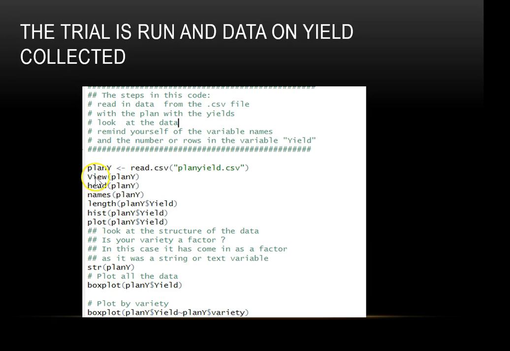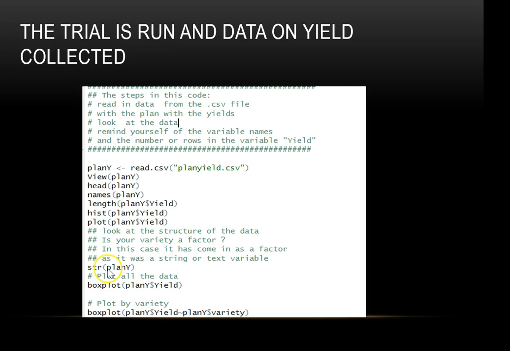What you're doing here is you're just looking at the data. Head allows you to look at the top 5 or 6 lines of the data. Names just gives you the names of the variables in the data set. Length tells you how many in each variable. Histogram plots a histogram of the yield. Plot will also plot you a plot of the yield, in this case as a box plot.